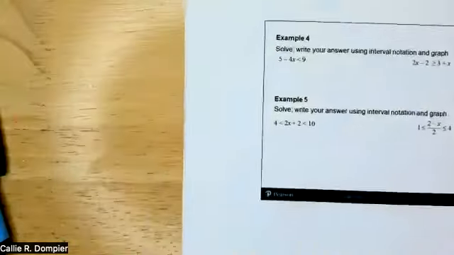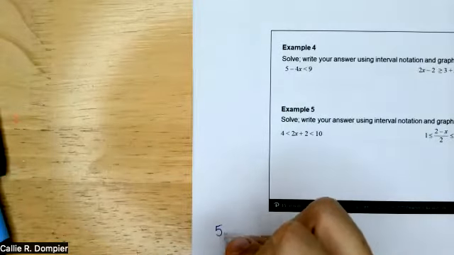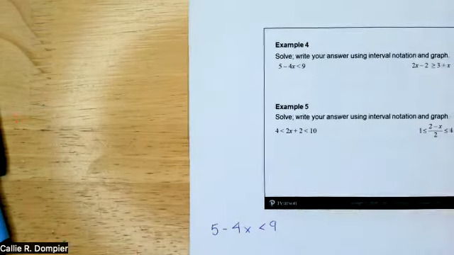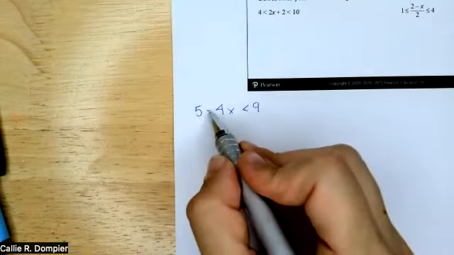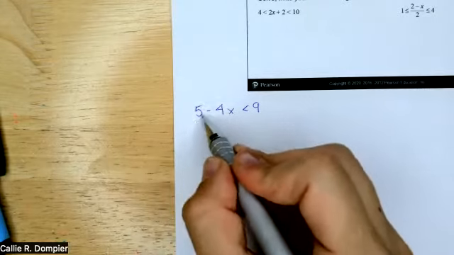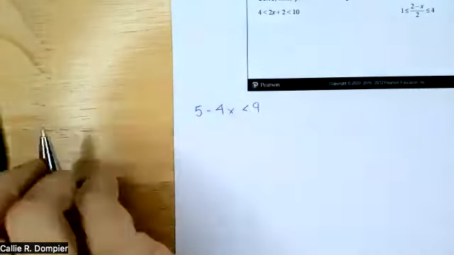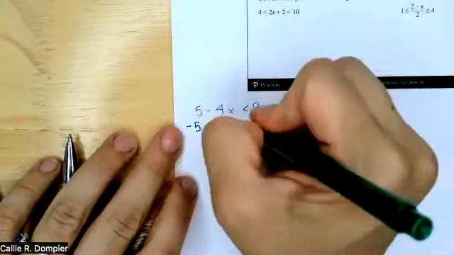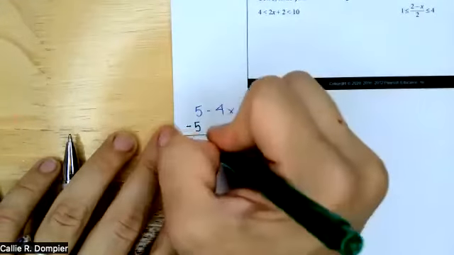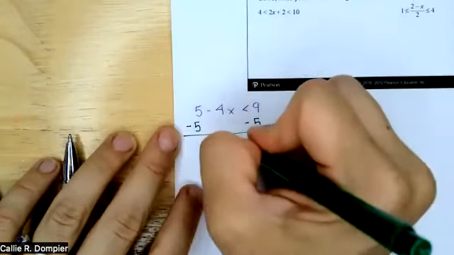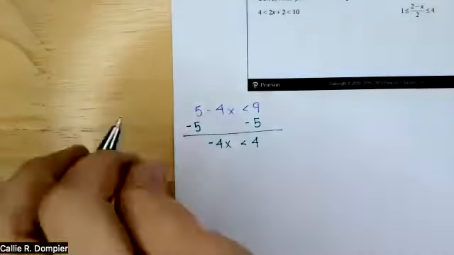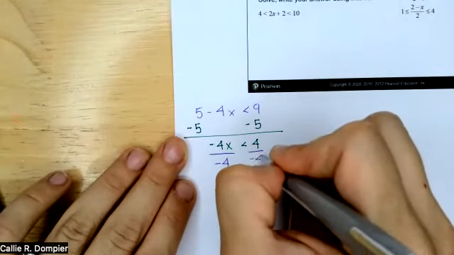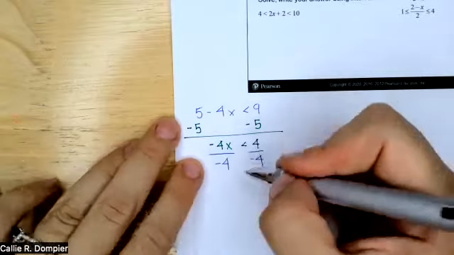Example 4, we have 5 minus 4x is less than 9. So even though this is a minus 4x, that doesn't mean we're subtracting 5, right? The 5 is still positive. So to get x alone, we're going to subtract 5 from both sides. And it becomes negative 4x is less than 4. To get x alone, we're going to divide by a negative 4 on both sides. Because that's negative, we flip that sign.